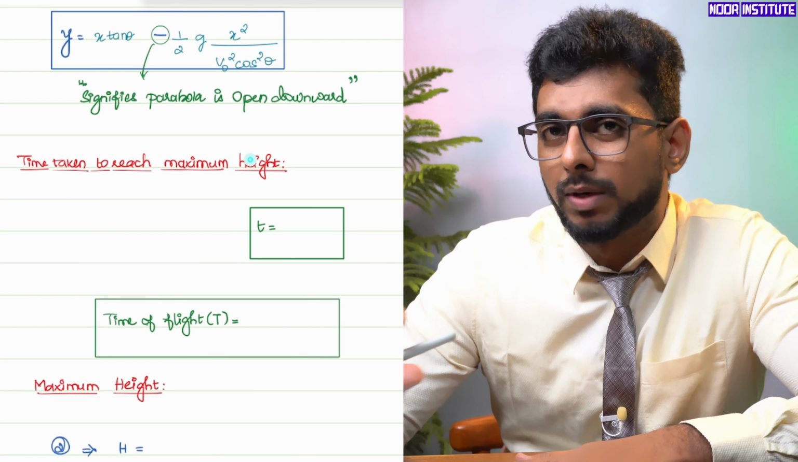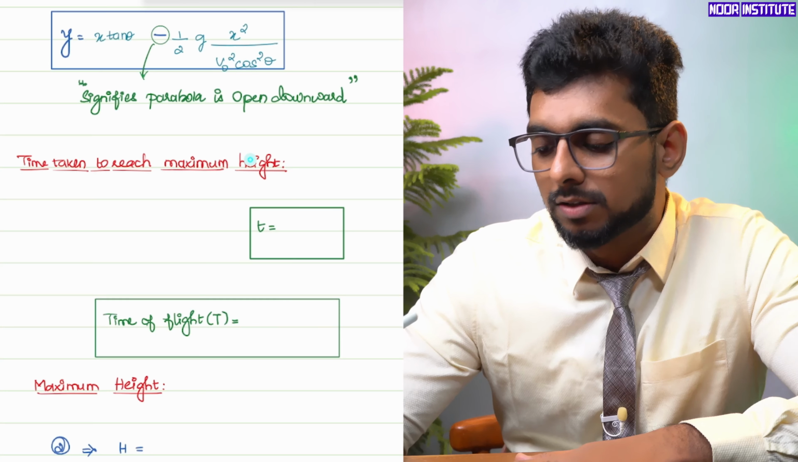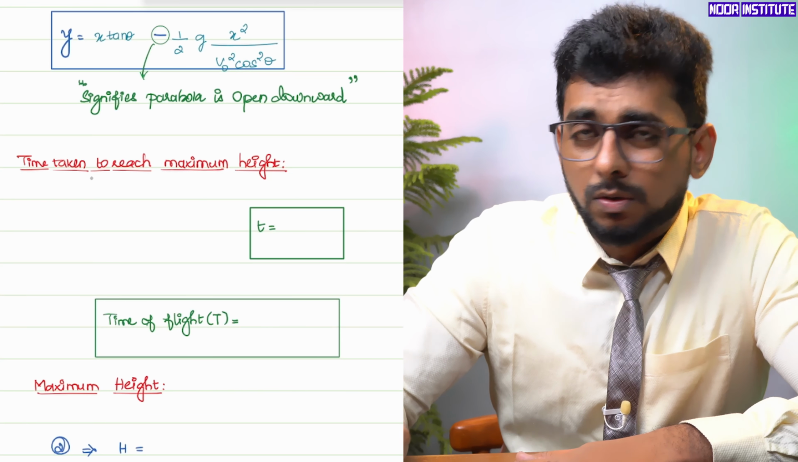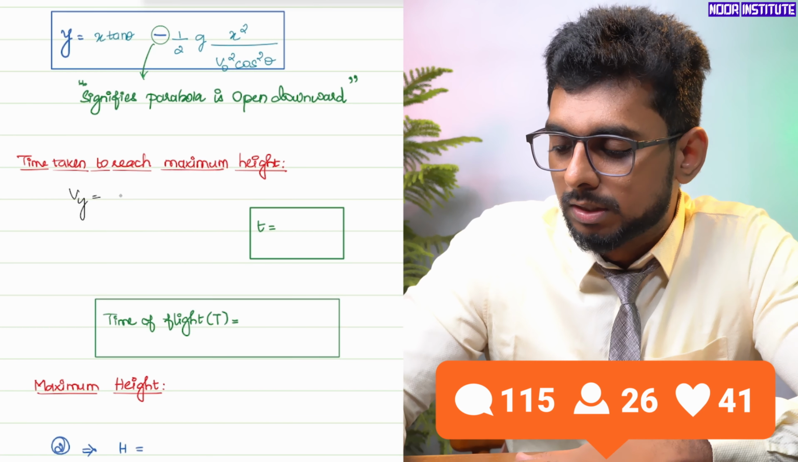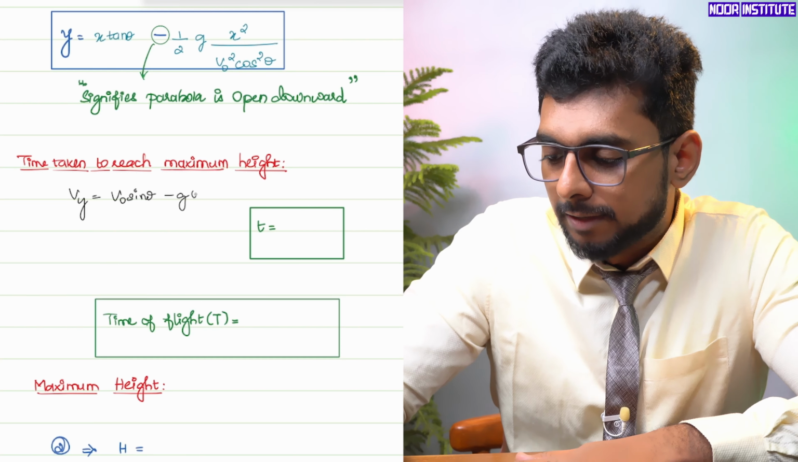I know the velocity along the y equation, fine. So if I do the rearrangement thing, I'll end up getting the time. So that will be the time taken to reach maximum height, fine. Got it. So now I'll just put the velocity along the y equation. So I'll have Vy, which is equal to V naught sine theta minus gt, right?